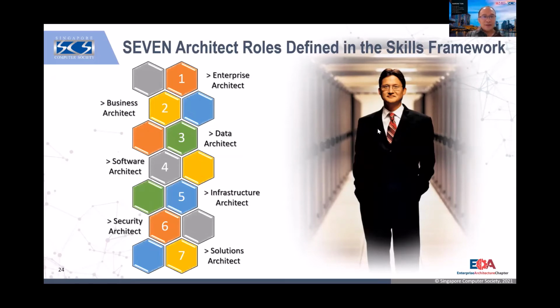Because typically the domain architects are only 4: business, data, software, and infrastructure. So for the rest, the enterprise architect is actually the umbrella of the architecture, the security architect is actually embedded across the domains, and the solution architect is where you realize and deliver your architecture through the project. They call it solution. I will be sharing with you in the next couple of slides.